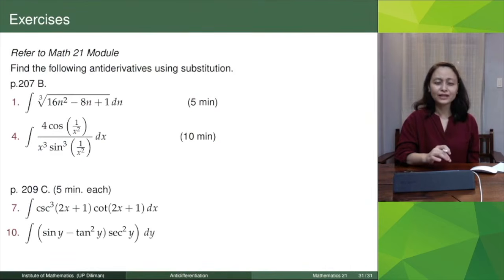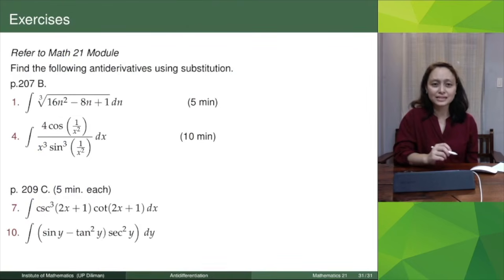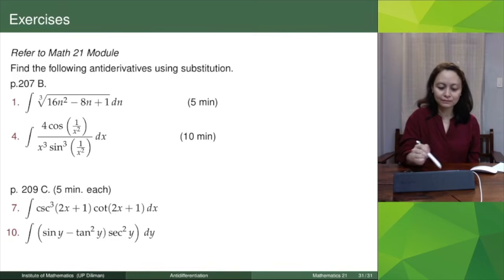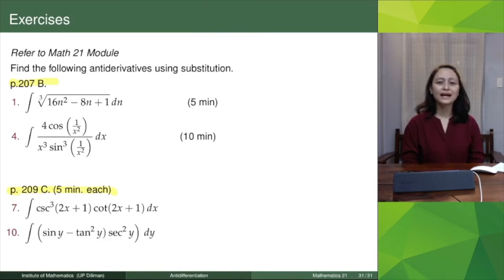Okay, so far, I hope the examples were enough so that you may be able to answer these exercises module. Okay, so sa page 207, part B, page 209, part C. Okay, try to answer this. If you have time, you can answer the other items also.